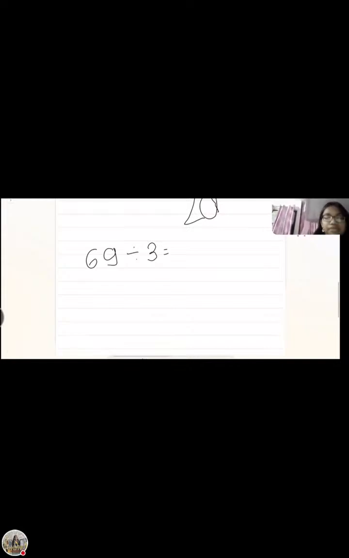69 divided by 3. So our first step would be to divide the first digit of our first number by the second digit, that is 3.